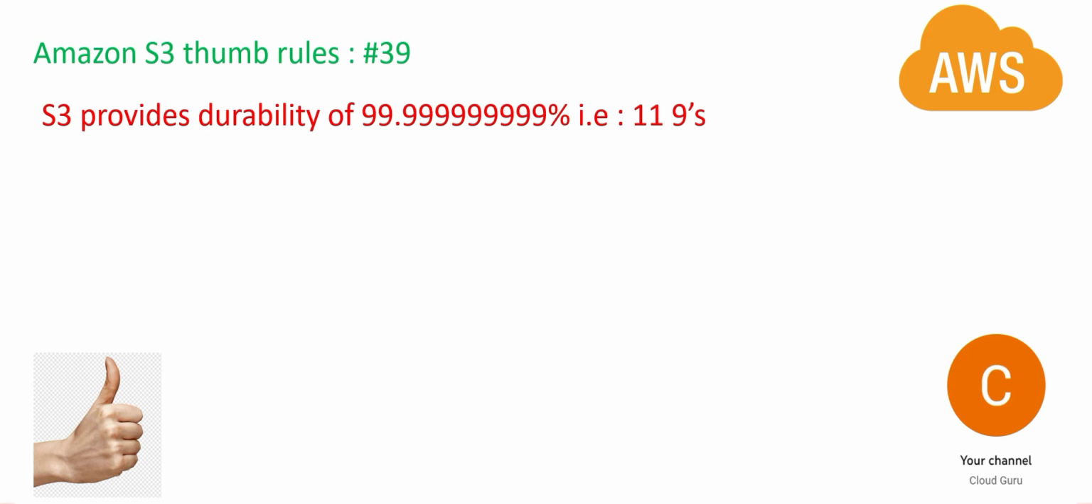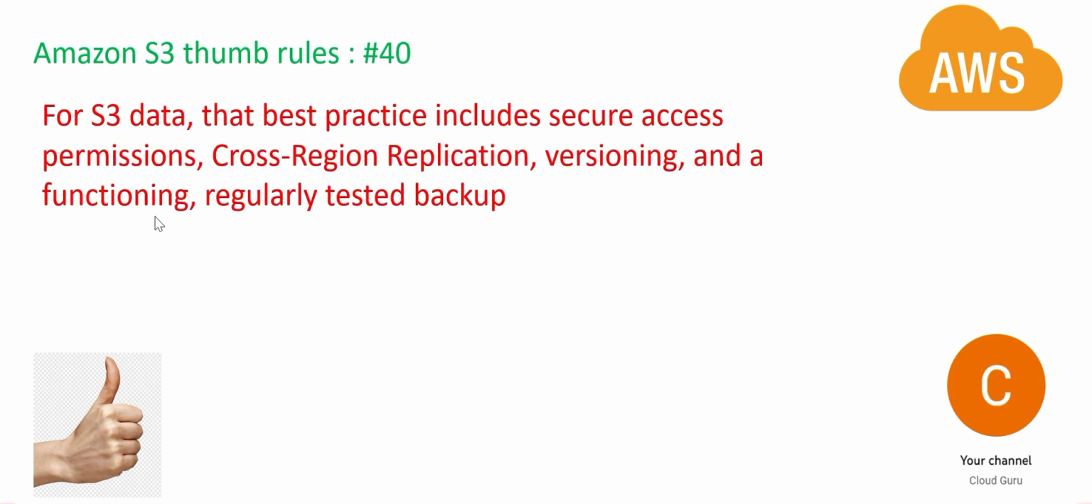If you're using S3, the best practice says you should always provide secure access and permissions to your files. That is point one. The other best practice is to use cross-region replication. From a disaster recovery perspective, if one region goes down, it's always better to have that data replicated in another region.